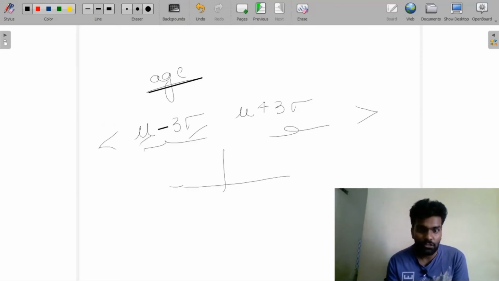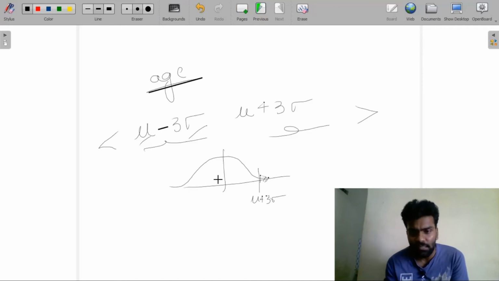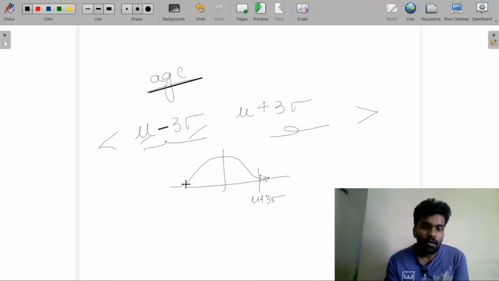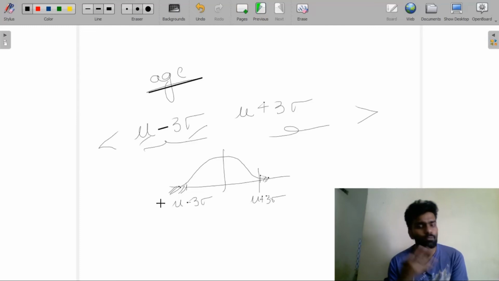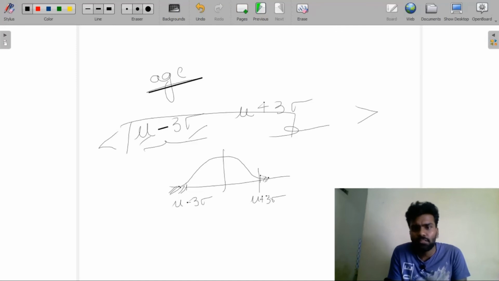So if you have this distribution, let's take this as mu plus 3 sigma. The data which is greater than this, you can remove, and we consider those as outliers. Similarly for mu minus 3 sigma, the values which are less than this, we can consider as outliers, and we can remove them. If we remove the outliers, definitely it will be useful for our model. If you have outliers in your data, the model performance will decrease. That's why, using this normal distribution, you can remove the outliers.